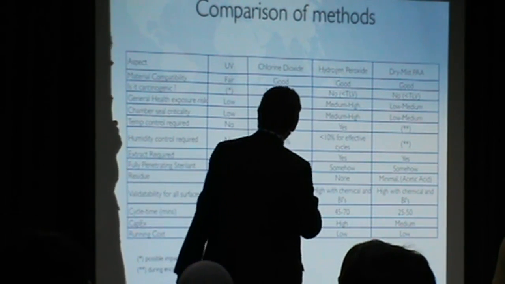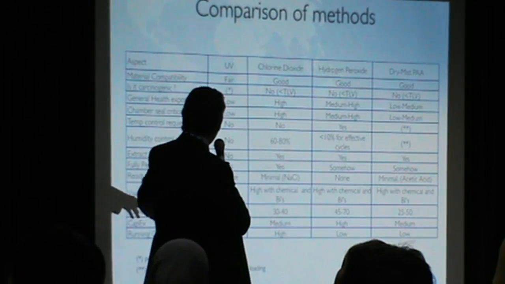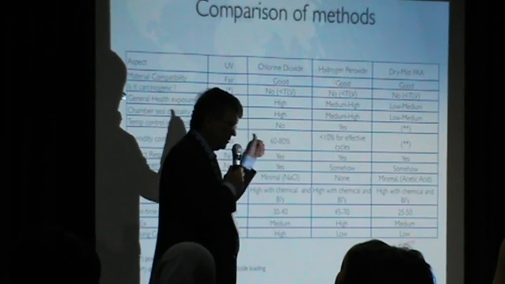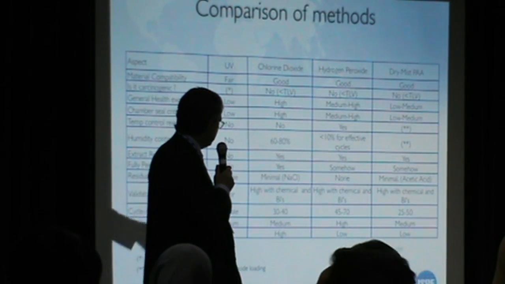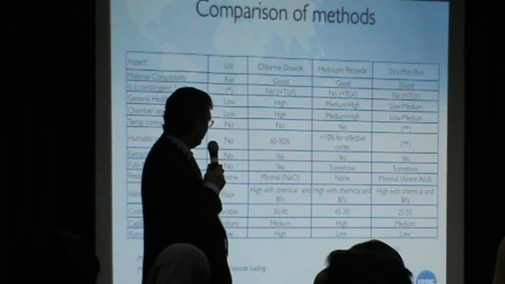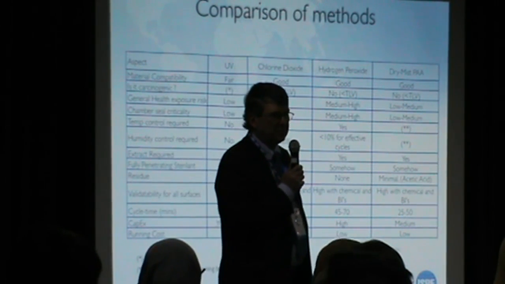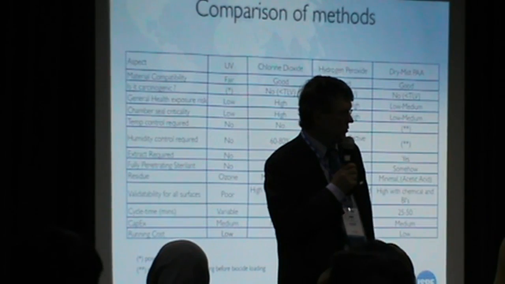Hydrogen peroxide is able to perform a cycle time from unloading to the load downloading of about 45 to 70 minutes. That is really good enough for all pharmaceutical processes.